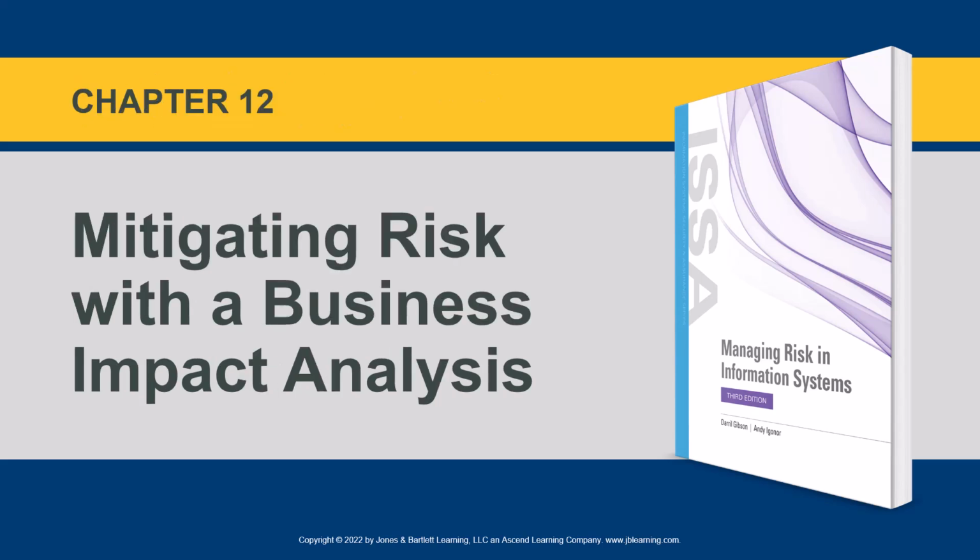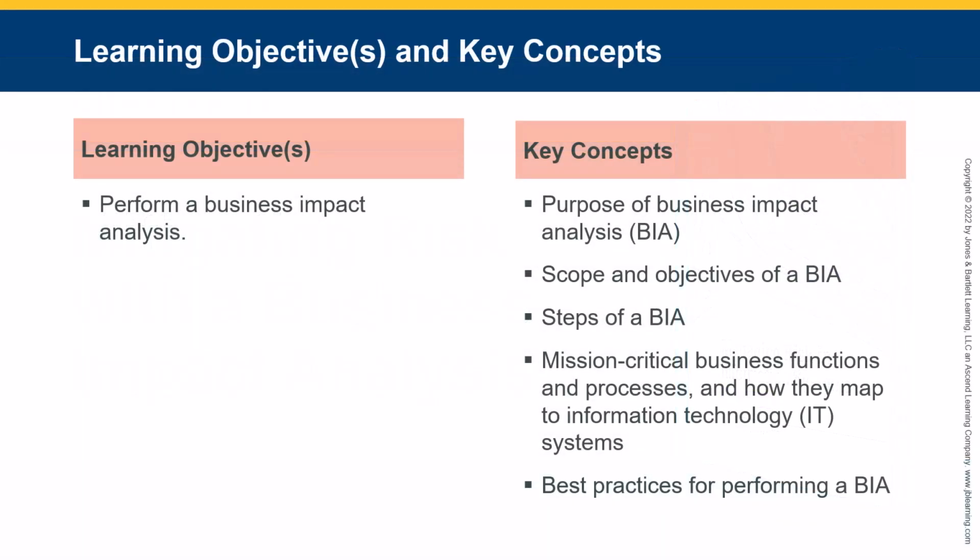Hello and welcome to Chapter 12, Mitigating Risk with the Business Impact Analysis, BIA. The interesting part with BIA is this is an underutilized tool. Also, oftentimes this is more of a business tool. BIA allows us to prioritize and rank systems, processes, and all of that.